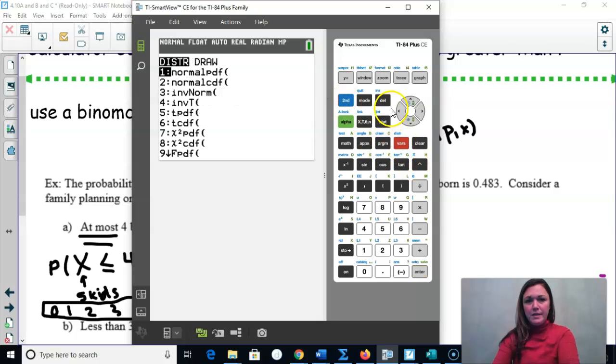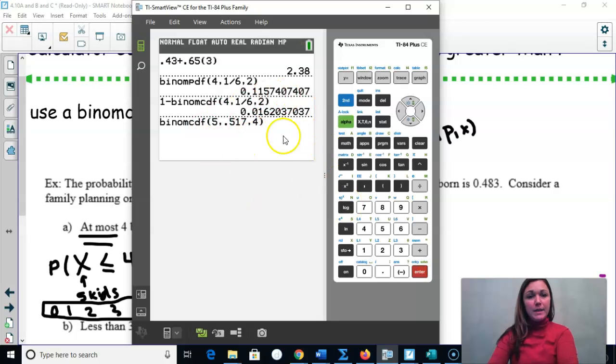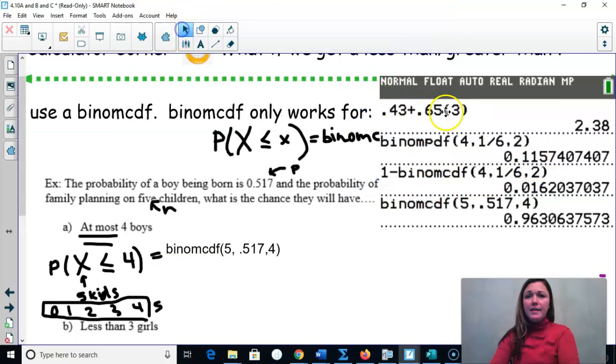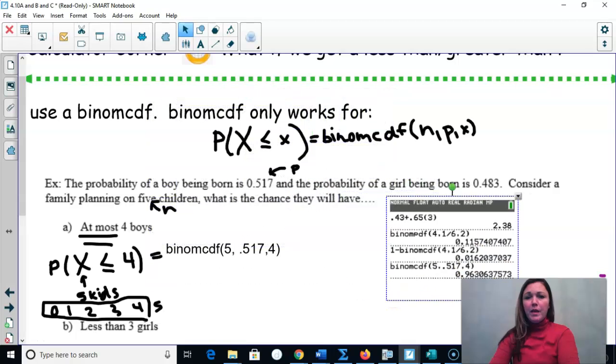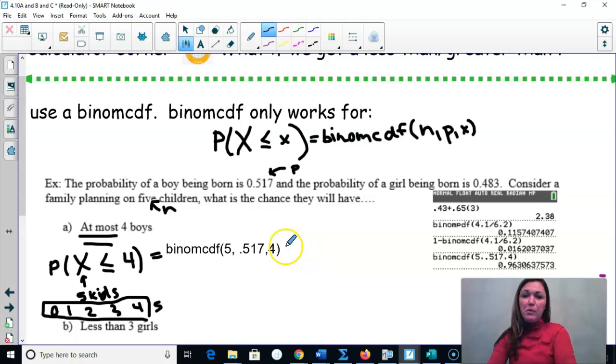Second vars, binomial CDF, because it's an inequality, we have 5 trials. 0.517 is the probability of success. 4, paste. Again, I talked about if you have an older calculator, what to do. Hit enter. And let me shorten this up here. Our probability then on this one is 0.9631.